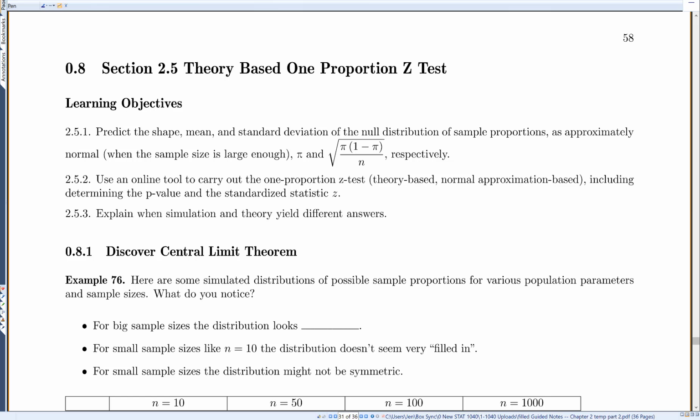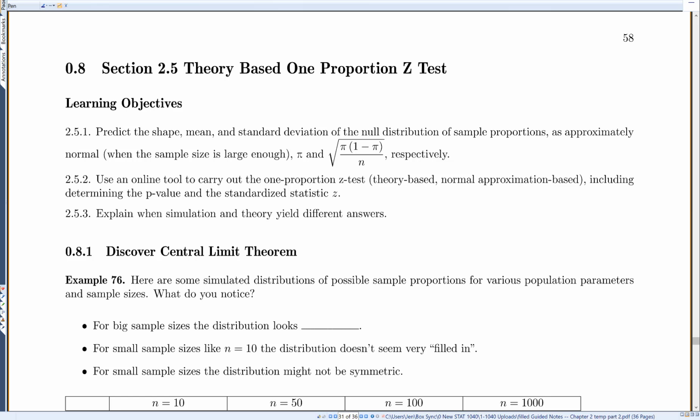However, the simulations are really easy. And we like to teach you the simulations first. Also, the simulations are really nice because they still work for small sample sizes. So we can't always use these theory-based approaches, but when we can, we do like them just because, again, they're more traditional, they're more widely accepted.